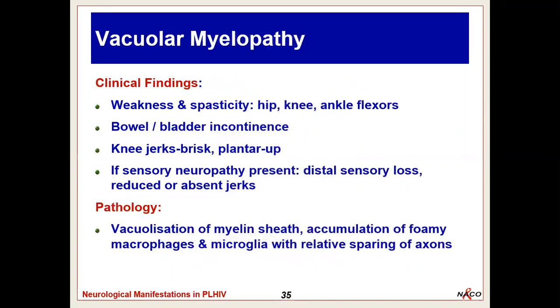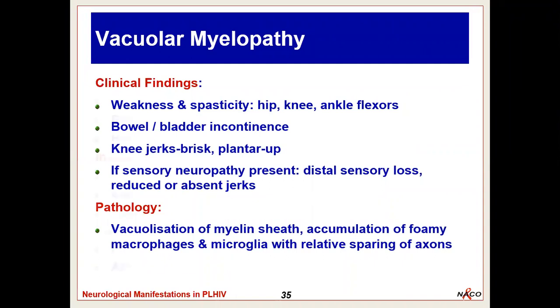Now we are talking about some of the topics that, if you remember, when I started, I talked about: the HIV-associated illnesses, or what the virus per se can do. So what we have is something called vacuolar myelopathy, which typically presents with weakness and spasticity of hip, knee, and ankle flexors. You can have bowel and bladder incontinence, and if sensory neuropathy is present, you typically have distal sensory loss or reduced or absent jerks. Pathology-wise, the virus causes vacuolization of the myelin sheath and leads to accumulation of macrophages and microglia with relative sparing of axons. So that typically shows how the patient is going to present.